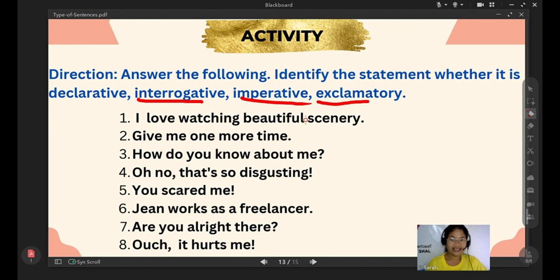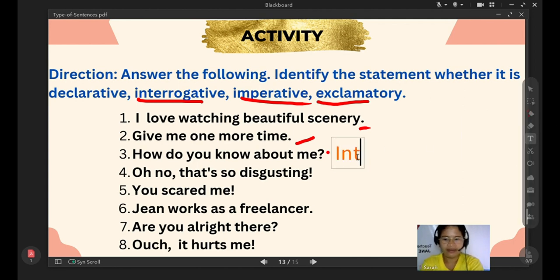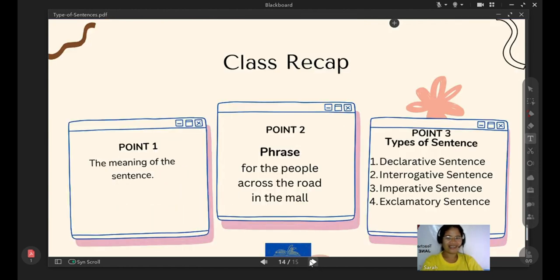Alright, very good. This is declarative. Next is imperative. Number three is interrogative. Okay, very good. Interrogative. Okay, next. Oh no, that's so disgusting. So that is exclamatory. Alright, very good. You got the perfect score.